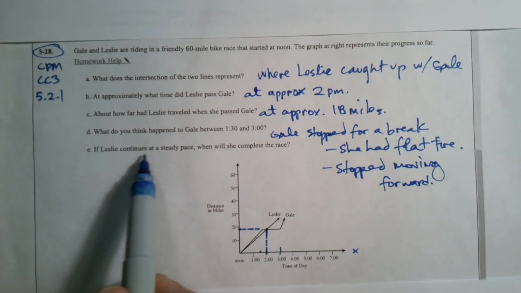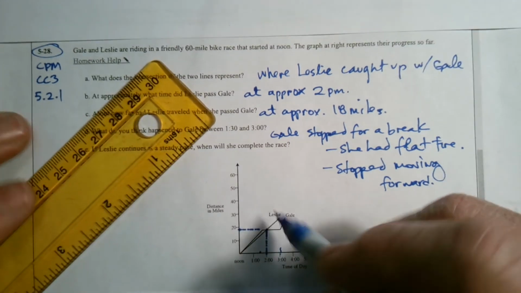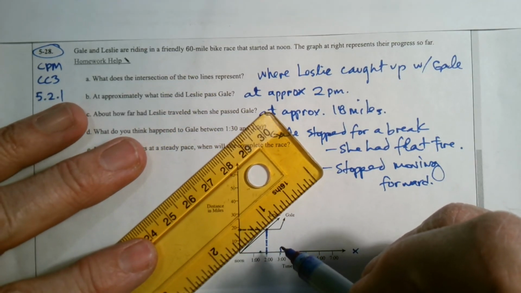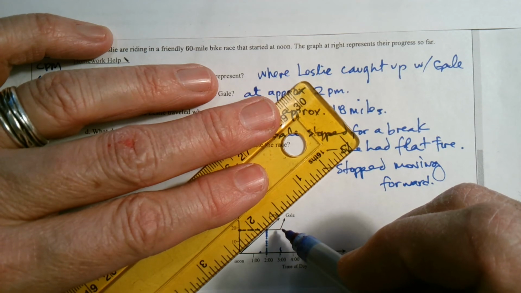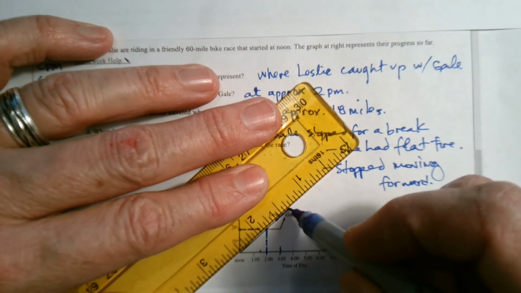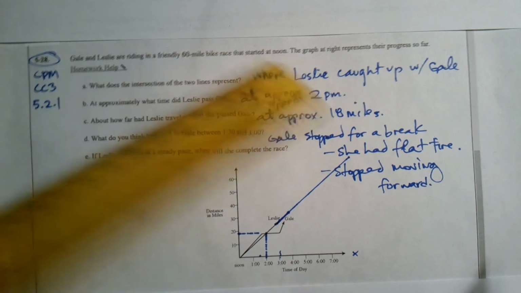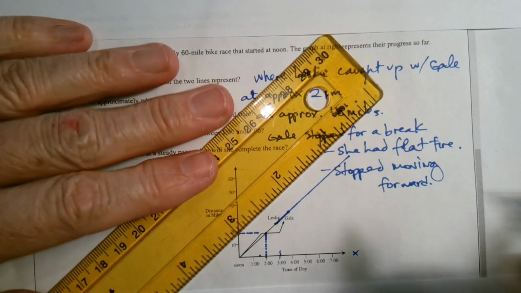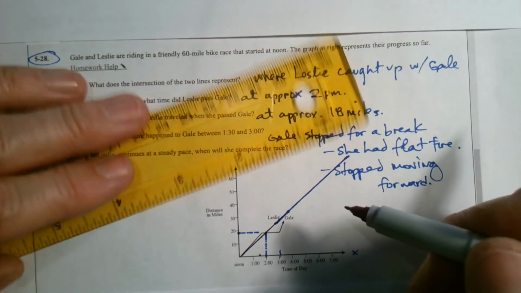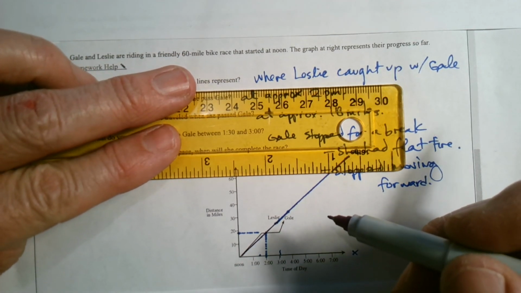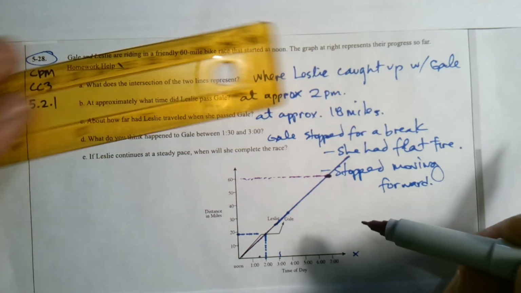All right, last one. If Leslie continues at a steady pace, when will she complete the race? I need to figure out at what time Leslie would complete the race. So I'm going to continue Leslie's line to determine that. You'd actually want to get a ruler or straight edge to see where she would complete. I ran off the page there into my writing, so I'll use a different color. Where is the completion of the race? The completion is at 60. So I need to figure out the point where her line hits 60. It looks like right there is where it hits 60.